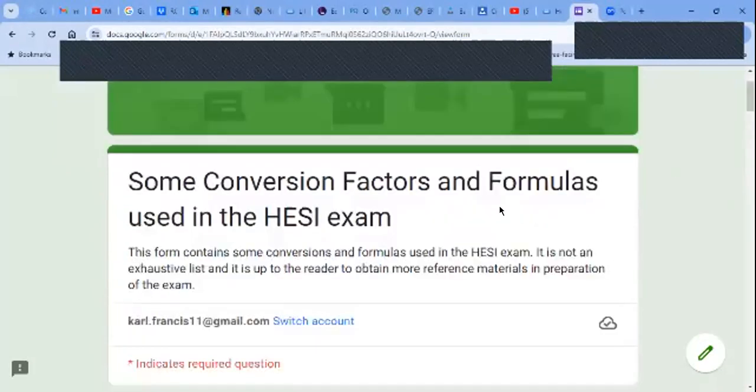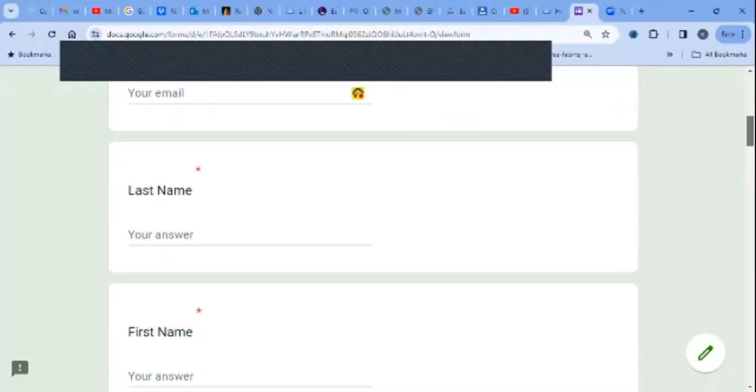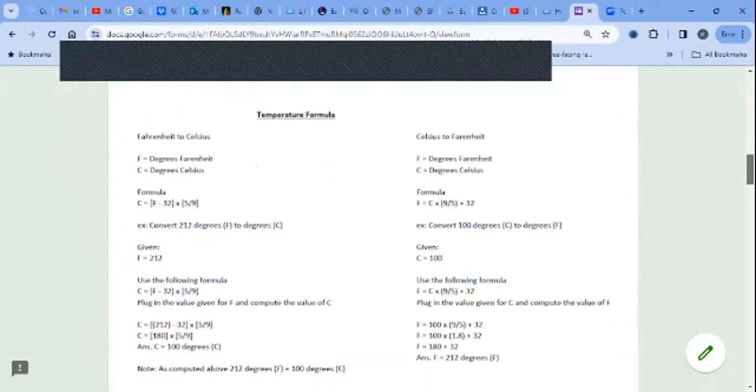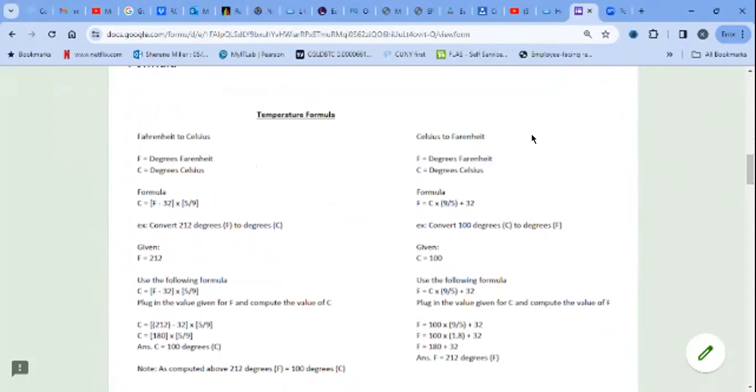At the top, it says the same thing: some conversion factors and formulas used in the HESI exam. You enter your name, email address, first name, last name. Scroll down the formula sheet until you see the temperature formula, and then you're able to get your formula. See here, the formula on the left says C equals F minus 32 times 5/9. That's the formula that we want. That's what we're going to use.